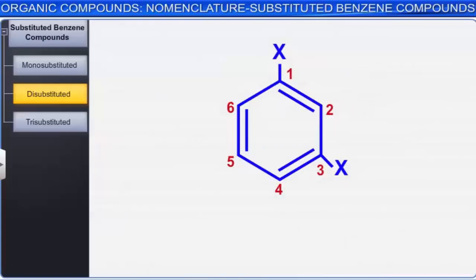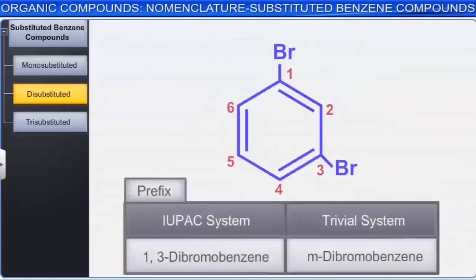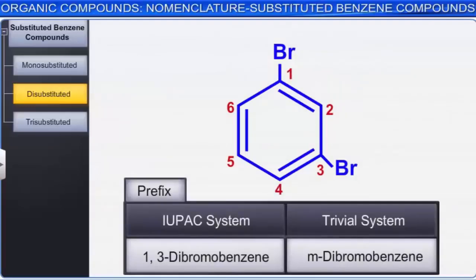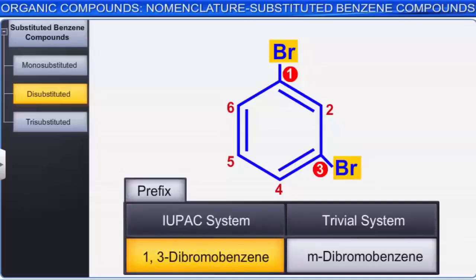When the substituents are present at the alternate positions of the benzene ring, that is, on the first and third positions, then, in the IUPAC system, the positions of these substituents are indicated as 1,3, and in the trivial system, the prefix meta is used as shown here. For example, in this compound, the substituent bromine is present at 1 and 3 positions. Hence, the name of the compound is 1,3-dibromobenzene or meta-dibromobenzene.